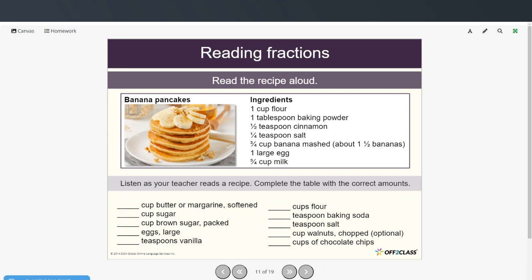Alright, now we're going to read fractions in this recipe, so you can either pause the video and follow along as I read. So 1 cup flour, 1 teaspoon baking powder, 1/2 teaspoon cinnamon, 1/4 teaspoon salt, 3/4 cups bananas mashed, about 1 1/2 bananas, 1 large egg, 3/4 cup milk.